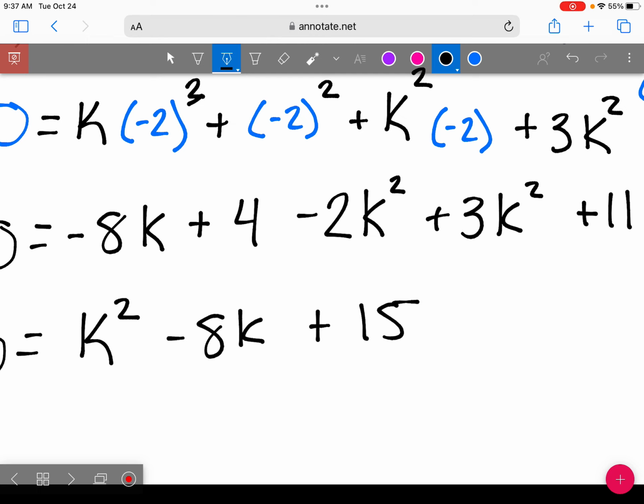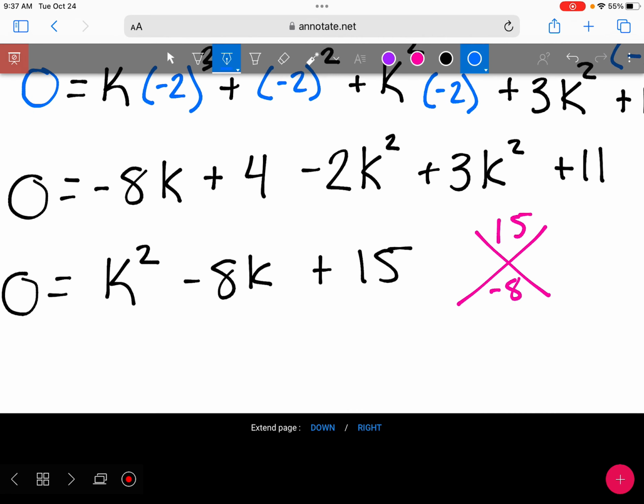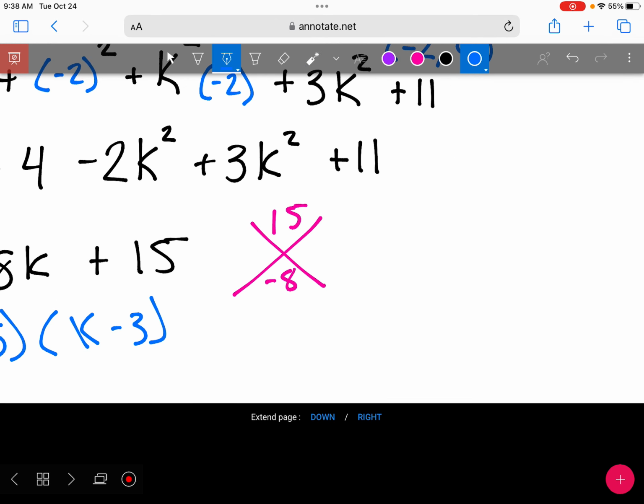Factor it. Exactly right. What's our pair of numbers that multiplies to make 15 and adds to make negative 8? Negative 5 and negative 3. So 0 equals (k minus 5)(k minus 3). And what are our solutions for k? k equals 5 and k equals 3.